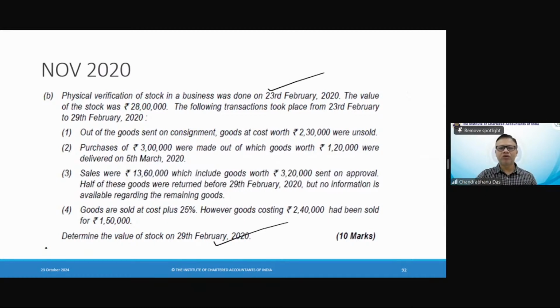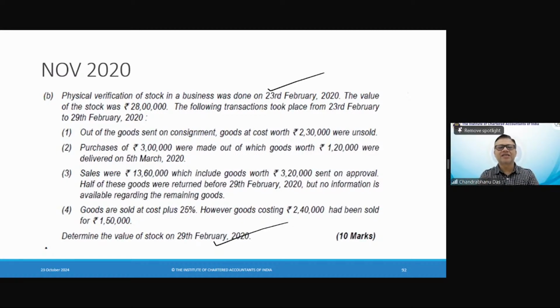So what we have to find out: 23rd is given, 29th is given. Determine the value of stock on 29th February. That means I have to calculate the closing stock. The value on 23rd February is given as opening stock. I have to find the closing stock. The moment I have to find the closing stock, I have to add back items like purchases, and I have to deduct items like cost of goods sold.